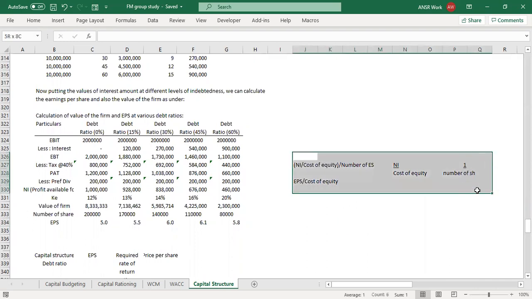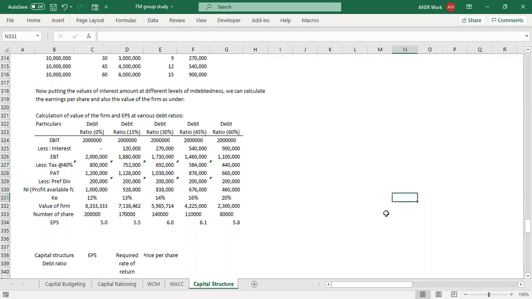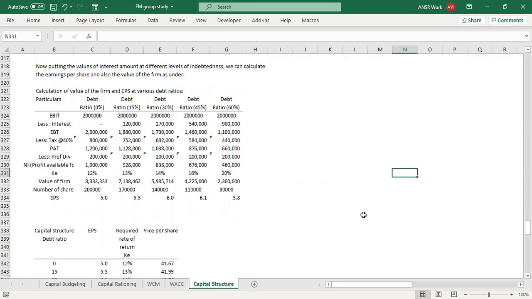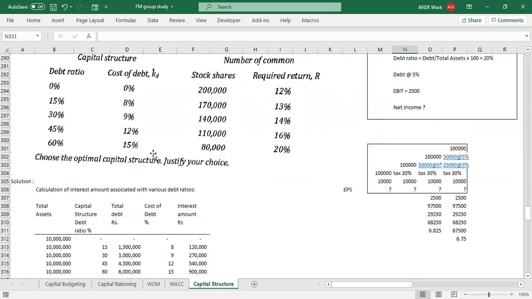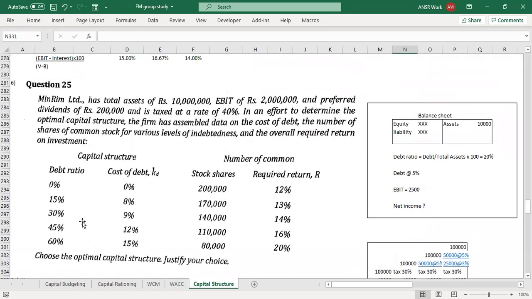Now, on the basis of these three pieces of information, WACC you have calculated, the value of firm you have calculated, the market price per share you have calculated, you will take the call which capital structure is better. Now, please go ahead and calculate this for the rest of the four scenarios. Take your time, do it by hand. I thought of calculating one more question, but I don't think we'll be able to. Just complete this and we'll be done for the day.